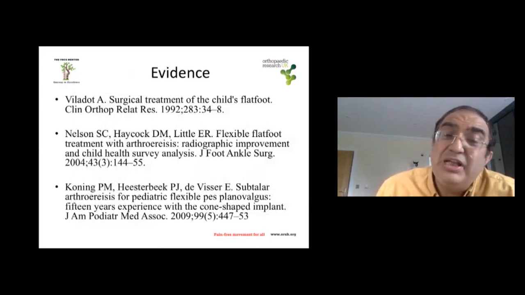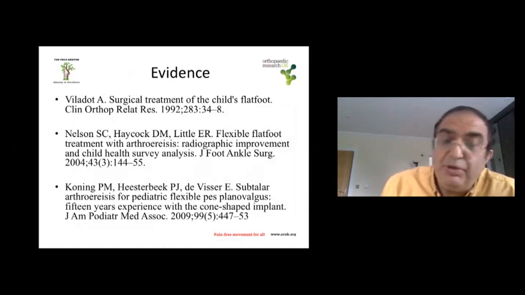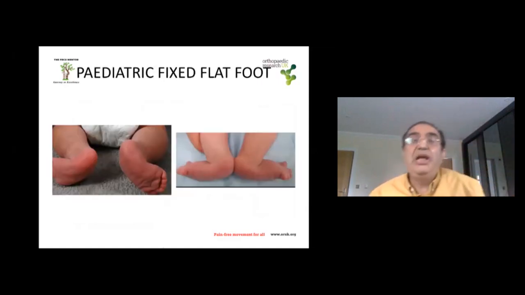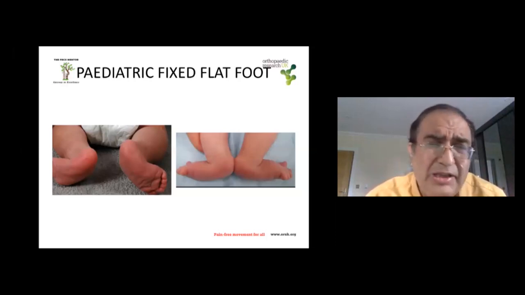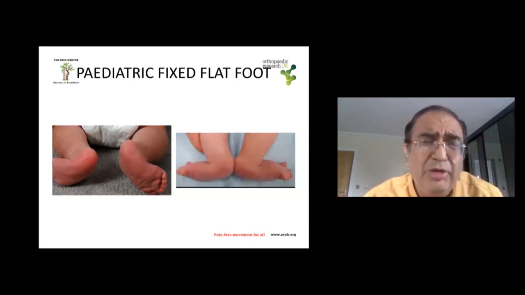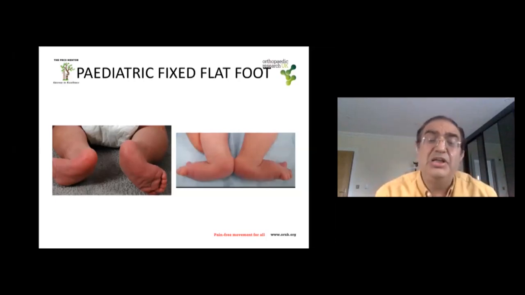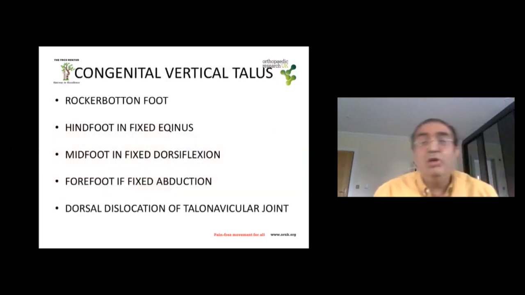And you can see these are the evidences to say that the sinus tarsi implant actually works. So the next important topic is the pediatric fixed flat foot. We finished the pediatric flexible flat foot, which was calcaneovalgus and physiological. In the pediatric fixed flat foot, you mainly have to remember only one main condition, and that is the congenital vertical talus. It is also called the rocker bottom foot.